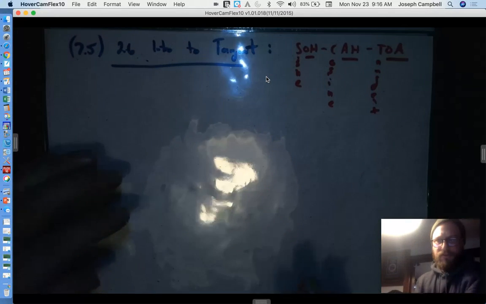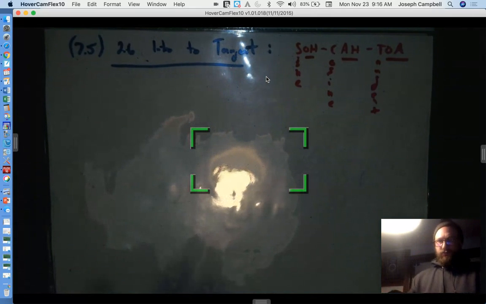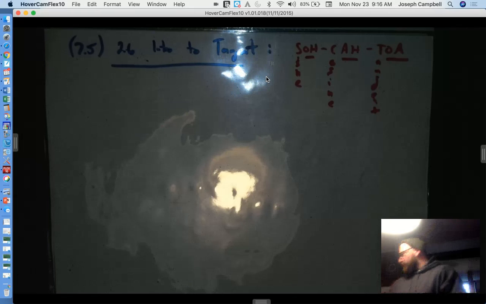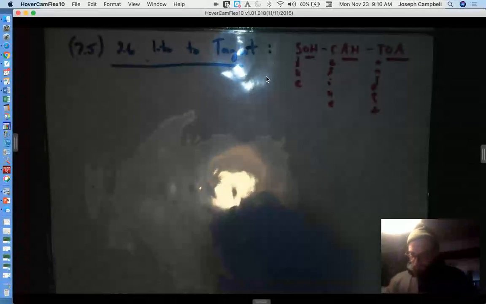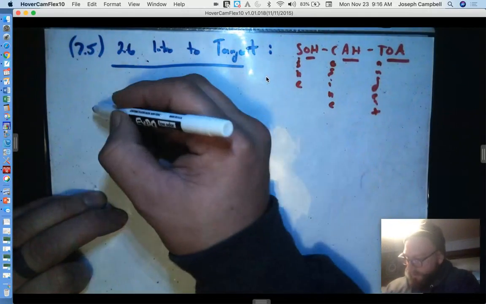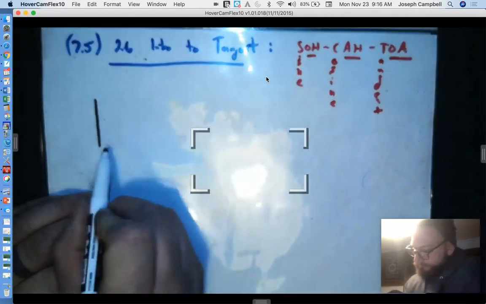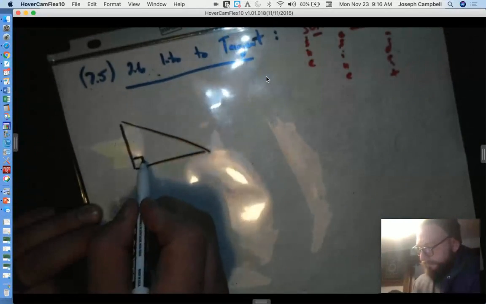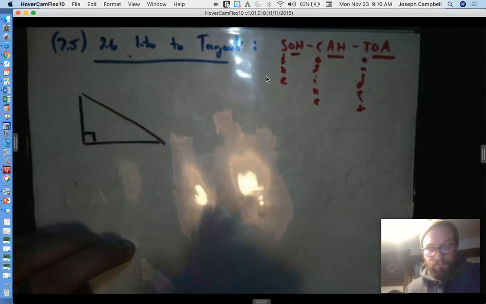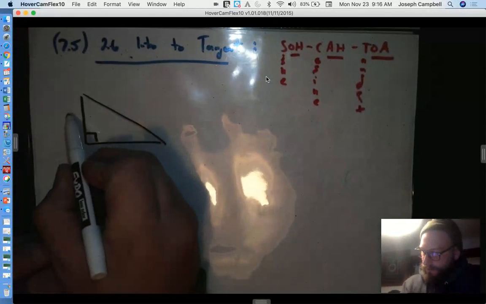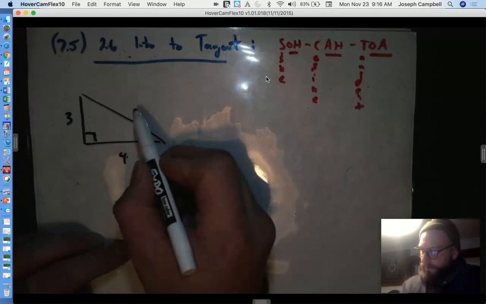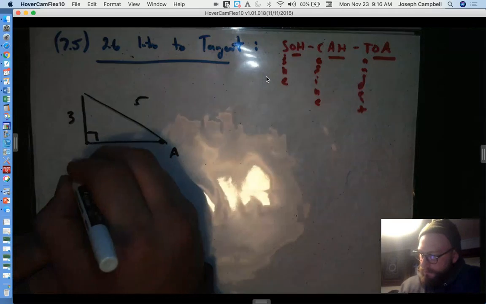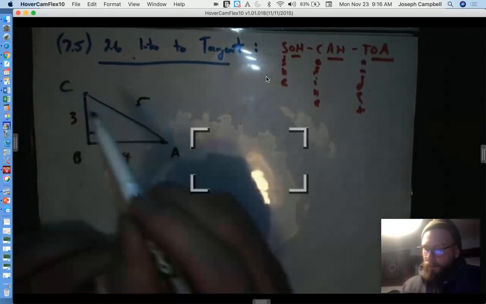So what am I talking about, these ratios? Well, we use trigonometry to link angles and sides together, and they're pretty old. Let me show you what I mean. Let's go ahead and sketch a right triangle. I'm going to label this triangle 3, 4, 5. It's a common right triangle. I'm going to label this A, B, and C in no particular order.